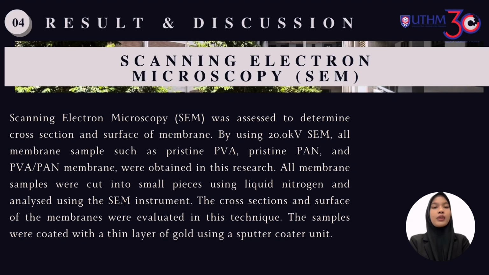Scanning electron microscopy, SEM, was used to determine the cross-section and surface of the membrane. By using 20 kV SEM, all membrane samples such as pristine PVA, pristine PAN and PVA PAN membrane were obtained in this research. All membrane samples were cut into small pieces using liquid nitrogen and analyzed using the SEM instrument. The cross-section and surface of the membrane were evaluated in this technique. The samples were coated in a thin layer of gold using a sputter coater unit.